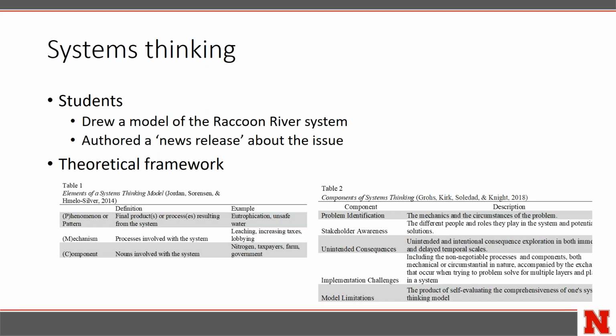So last but not least, we've looked at student systems thinking. Also in conjunction with the Raccoon River assignment or task, students draw a diagrammatic model of what they envision this socio-hydrologic system to entail, and author a news release, another form of scientific communication about the issue and ultimately what's going on. There are a couple of different conceptual frameworks that underlie this, both in terms of systems thinking, that highlight these different dimensions of what their systems thinking might look like about this issue.